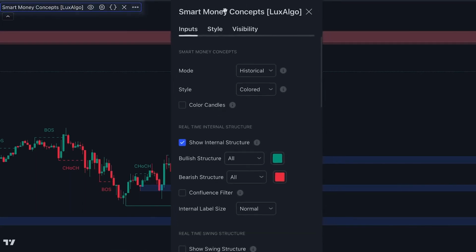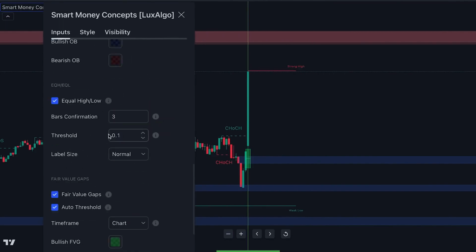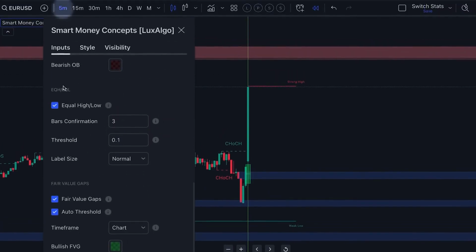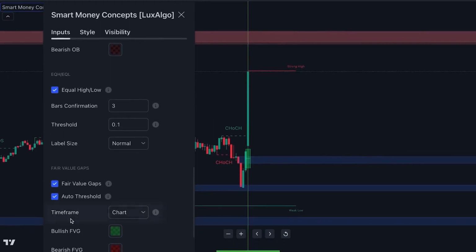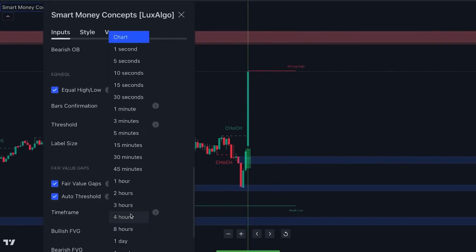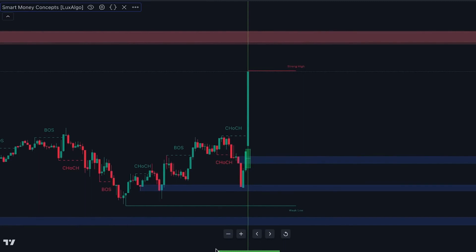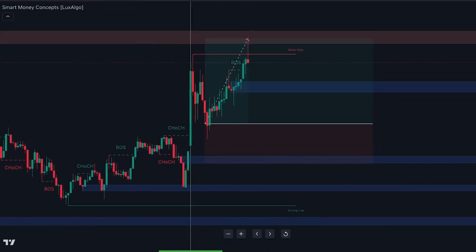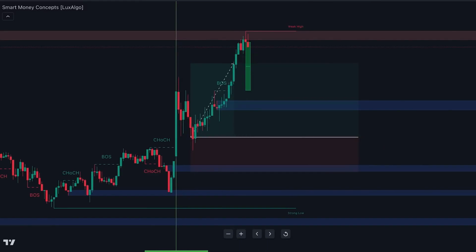The indicator also allows you to change the time frame you want to detect these fair value gaps on. So if you are on a 5-minute time frame and you would like to see fair value gaps from the 1-hour time frame, you can just switch the time frame to 1 hour and the indicator will plot the fair value gaps from that time frame on the 5-minute time frame, giving you better zones for entries and exits.